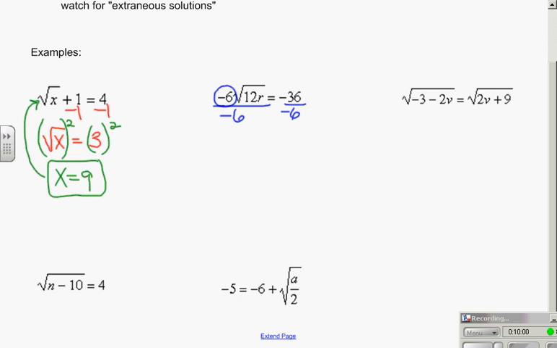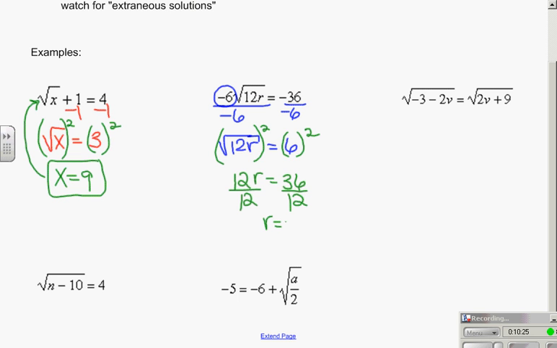Example 2, this -6 is being multiplied to my root, so I'm going to divide -6 by both sides. So the square root of 12r is equal to 6. Now it's tempting to want to divide by 12, but 12 is under the radical sign, so I cannot get it out until I square both sides, and I end up with 12r is equal to 36. Now I can divide by 12, and r is 3.